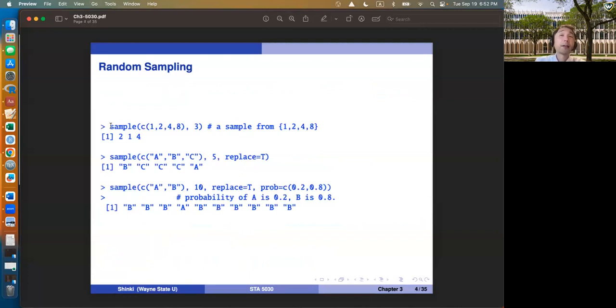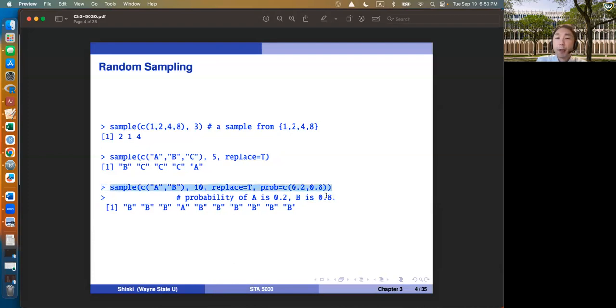And of course, we can take observations out of a different vector. In the previous slide it was just 1 to 10, but we can take a sample out of these 4 numbers, 1, 2, 4, 8, and take 3 observations out of this. Then we get 2, 1, 4, or maybe 8, 2, 1, or 4, 8, 1, or something like that. And we can do this for the character vector A, B, C. In such a case, we are thinking about the set of these 3 observations A, B, C. So if you sample from this 5 observations with replacement, then we can get B, C, C, C, A.